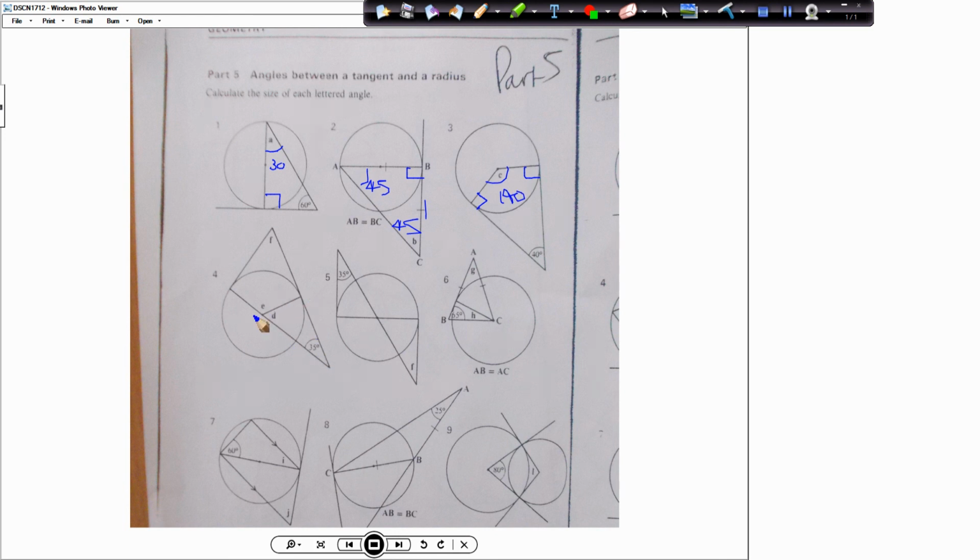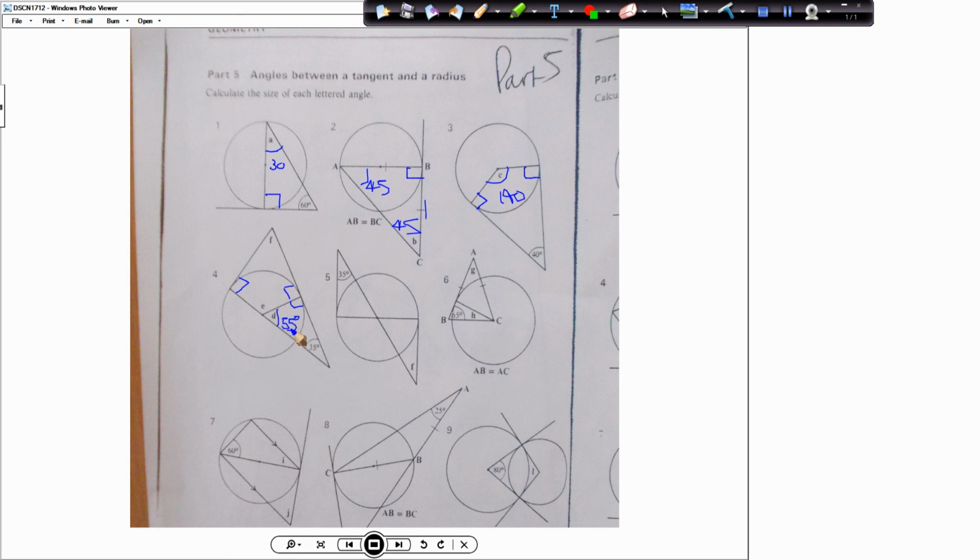Okay, right. This is our radius here. Look at the pen moving. This is the radius, and this line here is the tangent. And the angle between those two has to be a 90. So that's 90, that's 35. So this angle here will be, what will it be, folks?